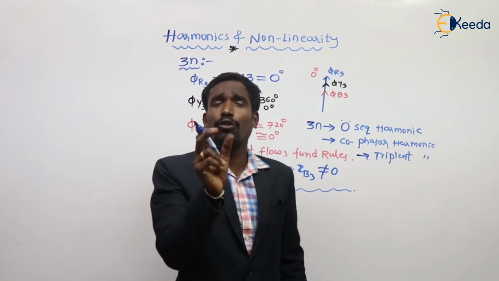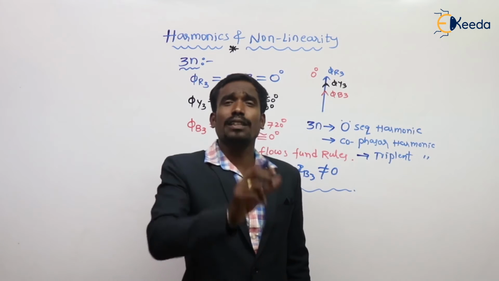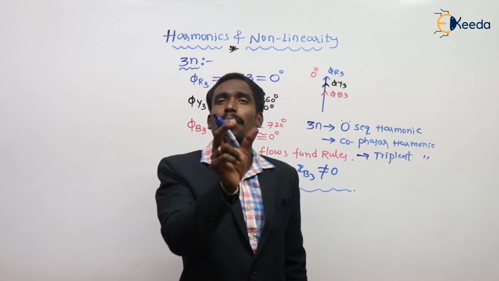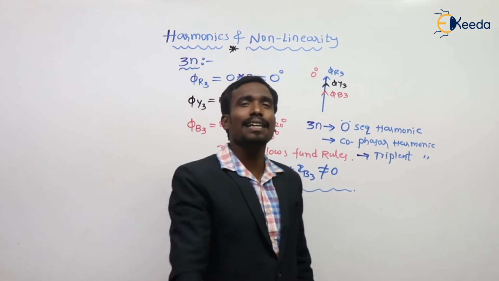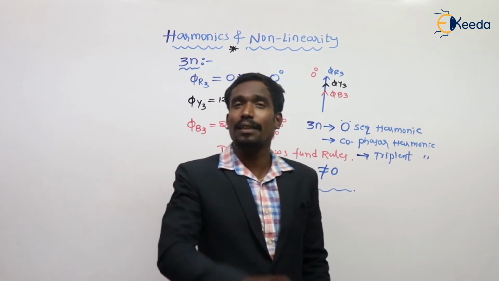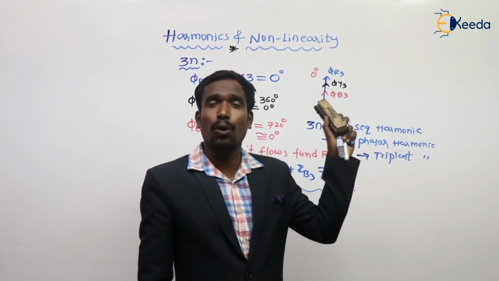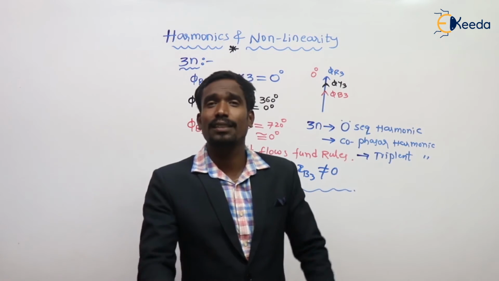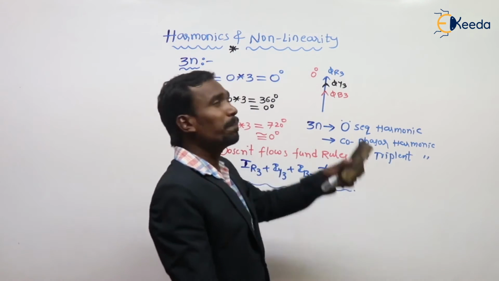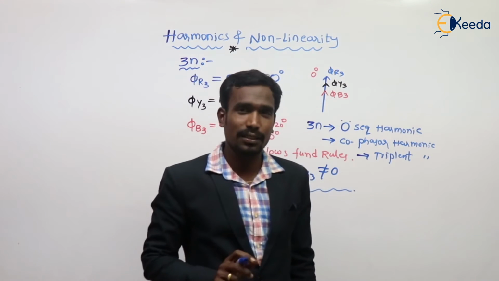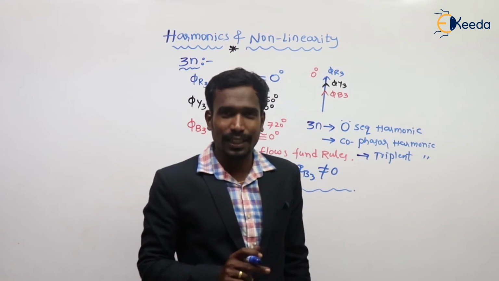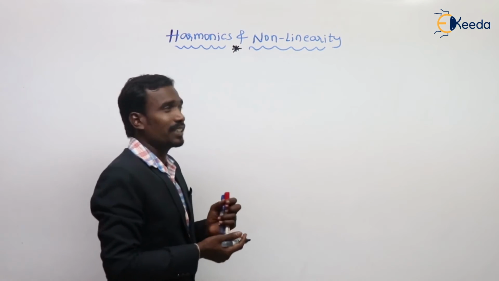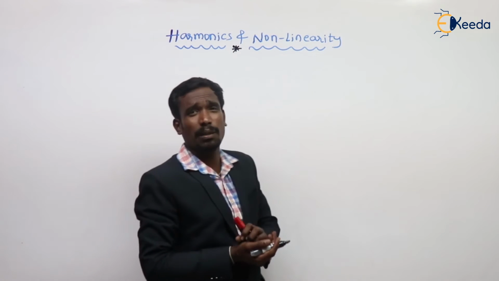The EMF induced in the windings, the wave shape of the EMF, mainly depends on triplen harmonics. It is affected more and more. The wave shape of the EMF is affected by the triplen harmonics only. Are you getting it or not? Okay. Right. Now harmonics completed.